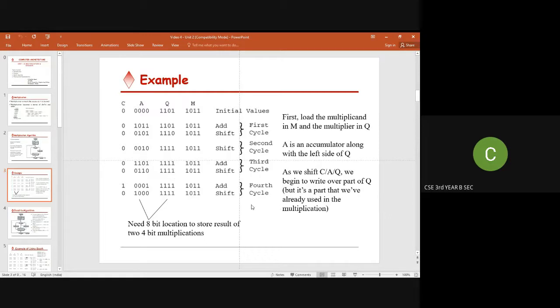Now the count value becomes 0. The count value is initially 4, here 3, here 2, here 1, here 0. So the count value now becomes 0, so we can stop the addition and shifting operation. The final result is this A and Q, 1 0 0 0 1 1 1 1. So this is our answer. By multiplying 1011 with 1101, we get 10001111. So this is the multiplication process.